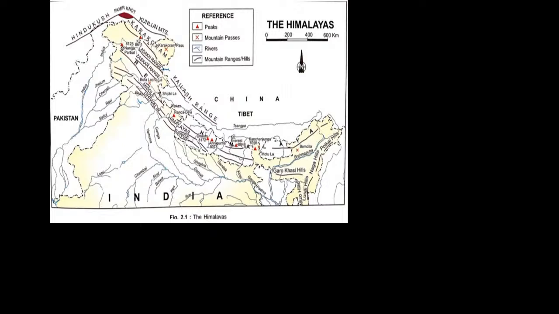It contains all the prominent peaks of the Himalayas. The highest peak in the world is Mount Everest. And what is its height? It is 8,848 meters. The second highest peak of the Himalayas is Khangchijonga or Kanchenjunga, and its height is 8,598 meters.